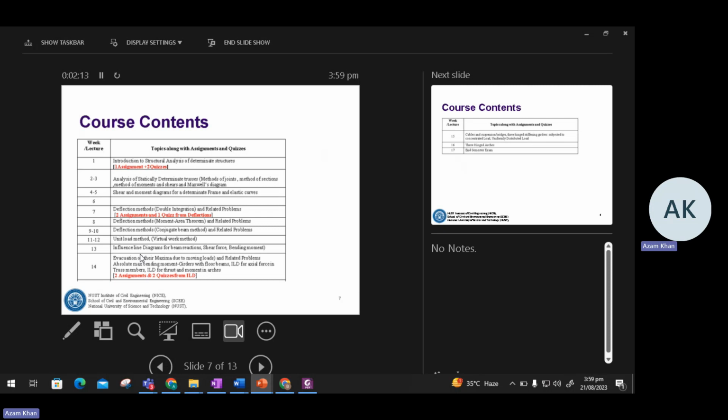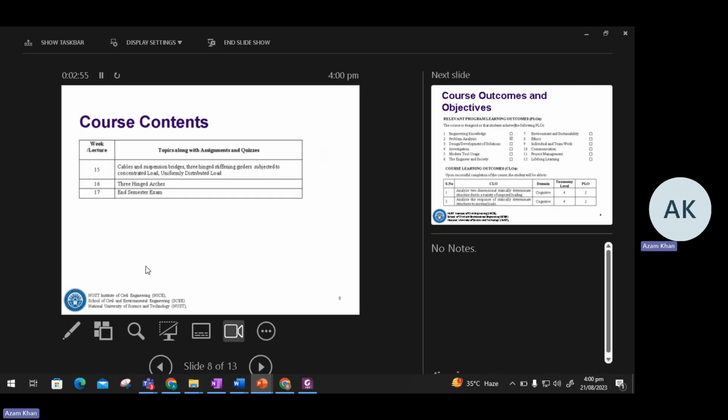Week 13, we will start influence line diagrams for beams, reaction, beam shear force, and beam bending moment. Week 14, we will continue with the influence line diagrams, and we'll try to find out the maximum moments, maximum shears in the influence line diagrams, and the practical use of influence line diagrams. So we'll try to understand these concepts. Week 15, we will try to analyze cables. Week 16 will be devoted to 3-hinge arches. And finally, on week 17, we will have an end semester exam.